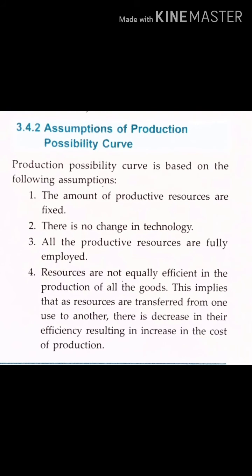Now let's understand the assumptions. You know very well, in economics without assumptions nothing works out. So the production possibility curve is based on the following assumptions. First is what? The amount of productive resources is fixed. That is what we said.